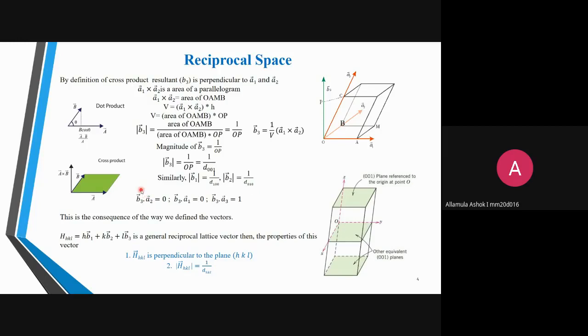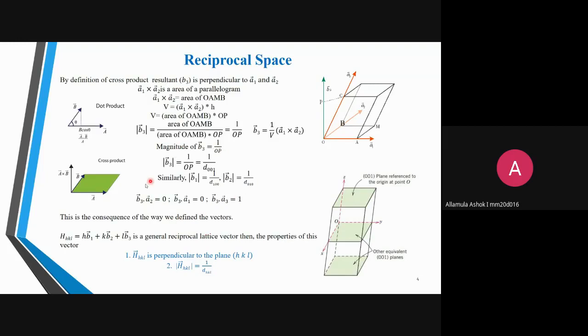Simply, I'm taking two vectors, b3 and a2. The dot product of these two is equal to 0. Why? Because we defined the vectors such that b3 is perpendicular to a2. As in the dot product, b dot a equals ba cos theta, so theta equals 90 degrees. Thus b3 dot a2 equals 0. Similarly, b3 dot a1 equals 0, because b3 is perpendicular to a1 also. Similarly, b3 dot a3 equals 1.